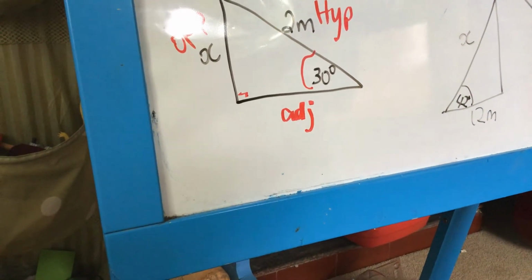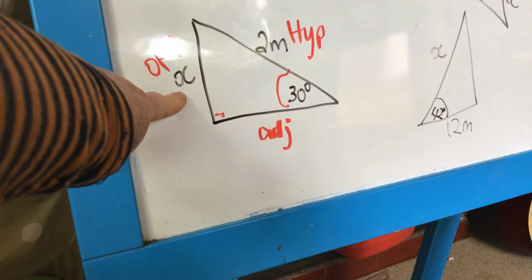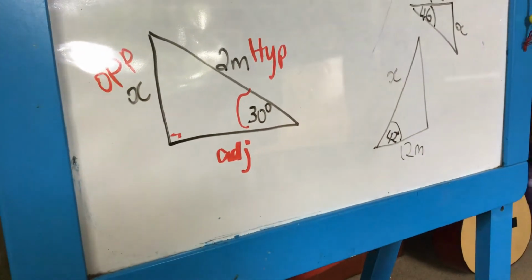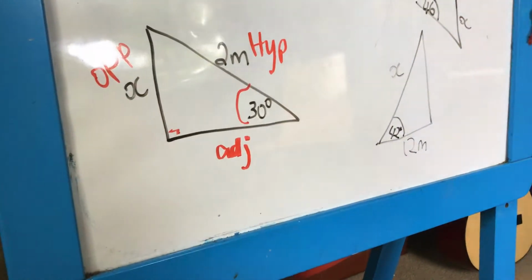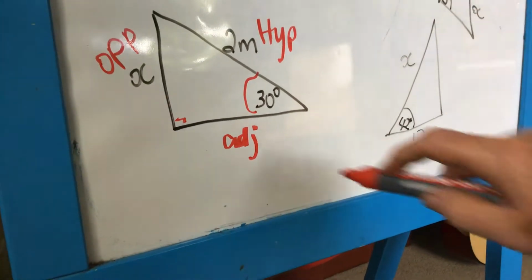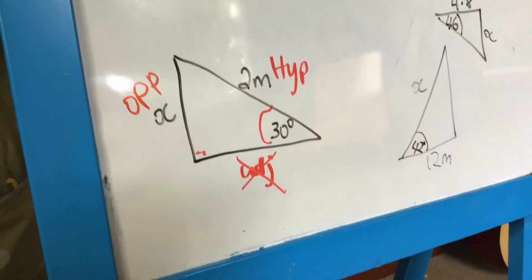Now, which side is the question? The question, x, has got to be in there. So we need to definitely use opposite. The side that we have a number for is the hypotenuse. We have to use that. So we're not going to use the adjacent. We're going to use opposite and hypotenuse.